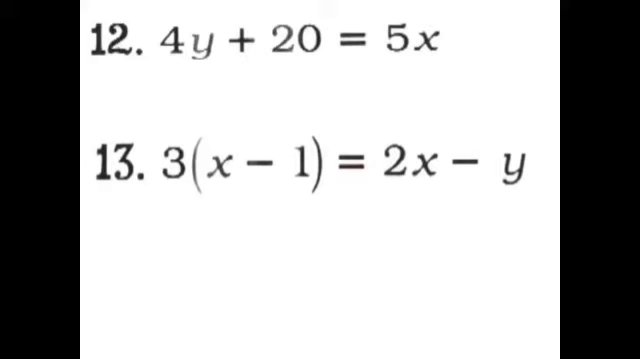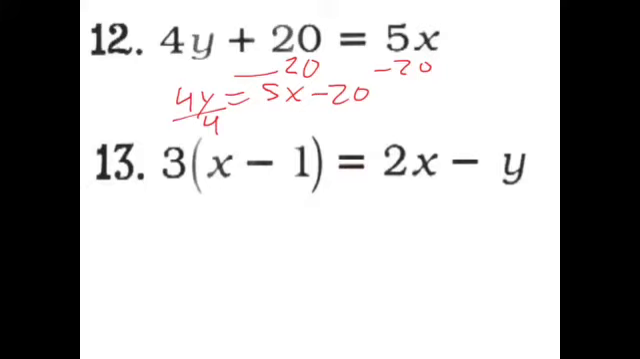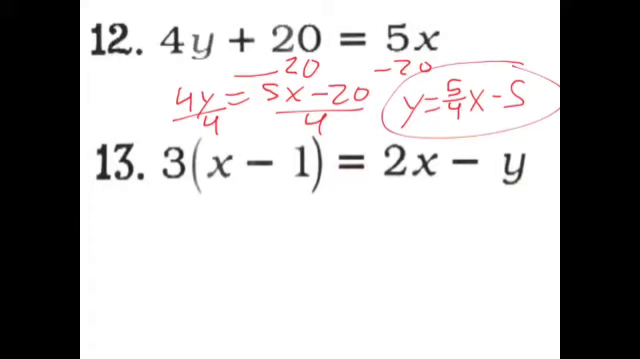We'll go over 12 and 13. On 12, I need to get my y by itself, so I'm going to subtract 5x from both sides. Subtract 5x from both sides. We'll get 4y equals 5x minus 20. Divide both sides by the 4 that's in front of the y. And we'll get y equals, well, 5 divided by 4 is just 5/4 x. And then negative 20 divided by 4 is negative 5. So there's my first equation.